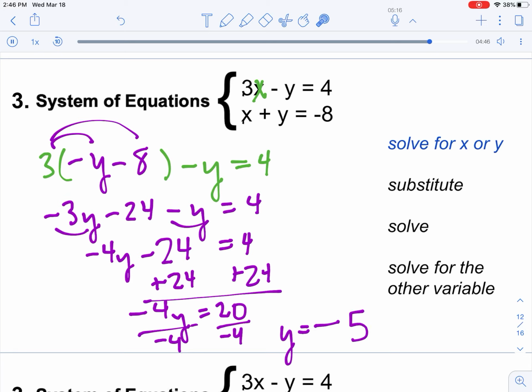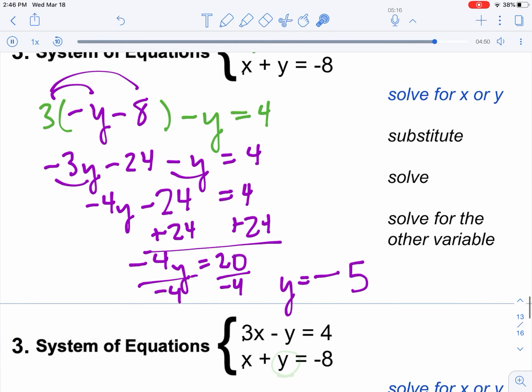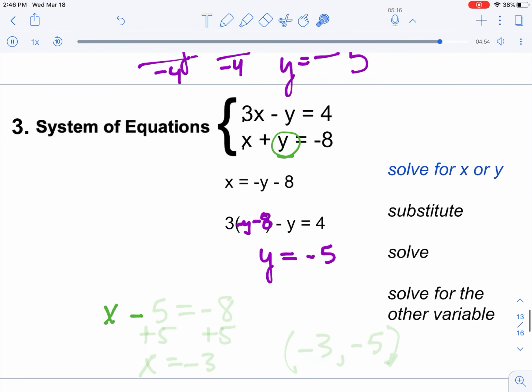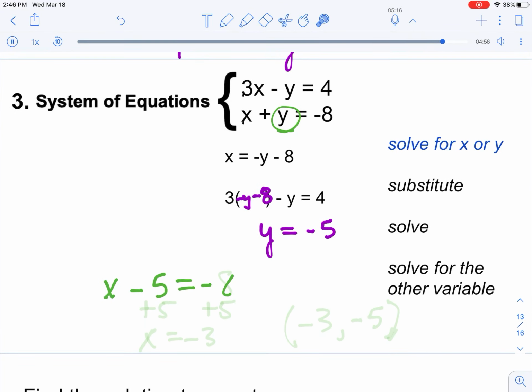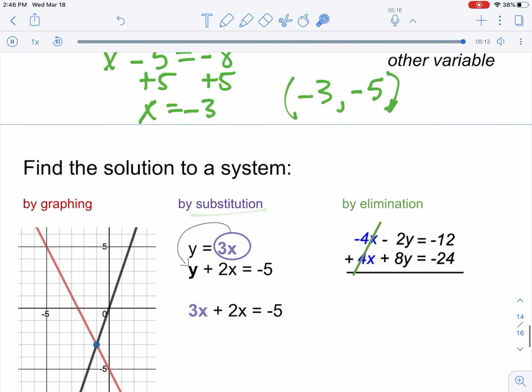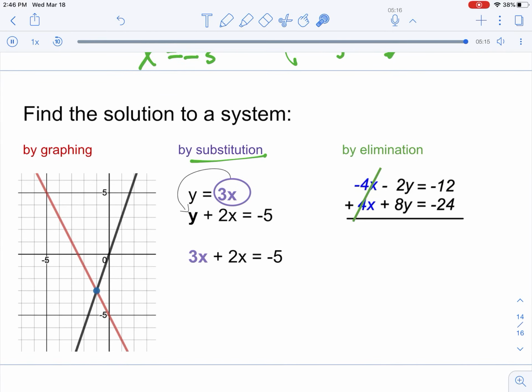For our last step, we have to plug that in and solve for x. If I know that y equals negative 5, I'm going to replace it. x minus 5 equals negative 8. Add 5 to both sides. And x equals negative 3. So my solution is negative 3, comma, negative 5. You can always check this by substituting it back in and seeing if it works. And that's how you find a solution to a system using substitution.